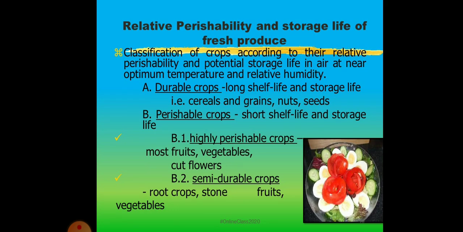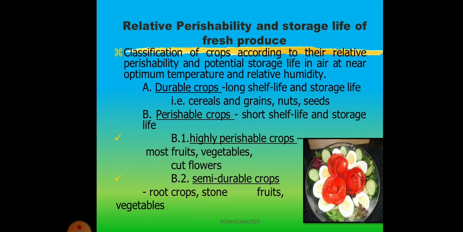Okay. So we have here classification of crops according to the relative perishability and potential storage life in near optimum temperature and relative humidity. So we have here durable crops. So durable crops are those crops which could withstand for a long shelf life and a long storage life. This includes the cereals, the grains, the nuts, and the seeds are considered as durable crops or durables.